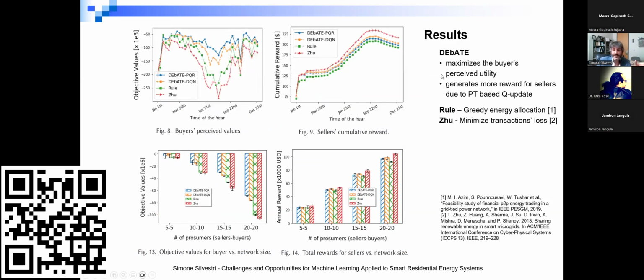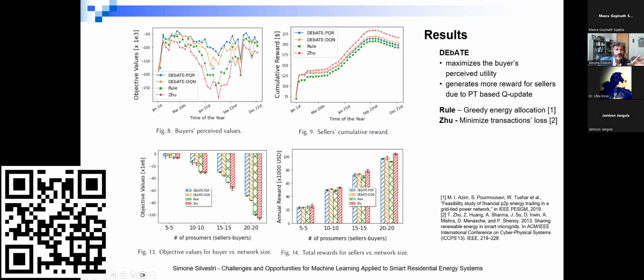So here we compare with a couple of other solutions. One is called Rule, which is basically a greedy energy allocation, and the other one is called Zoo from the others, which tries to minimize the transactions loss. So in the first graphs that you can see at the top, we are changing time. So these are basically results over time. And the results keep going up and down because the energy production over the years could be higher or lower depending on the specific season. And our line that we are proposing is actually the blue line up here. This is the regular Q-learning, and the yellow line is the deep Q-learning.